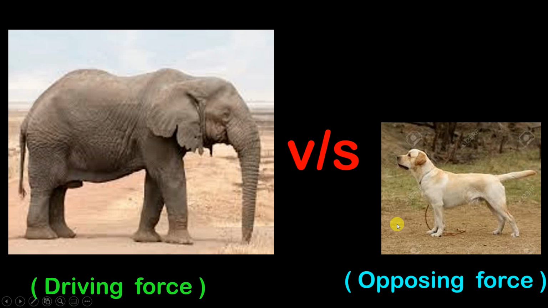Now here, can I say that the driving force, that is nothing but the force applied by the elephant, will be very large as compared to the opposing force? Am I right? See, if you compare the force applied by the elephant and the force applied by the dog, then obviously the force applied by the elephant will be greater, very large as compared to the force applied by the dog.